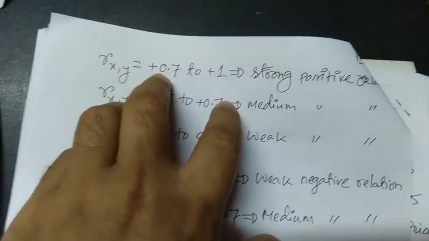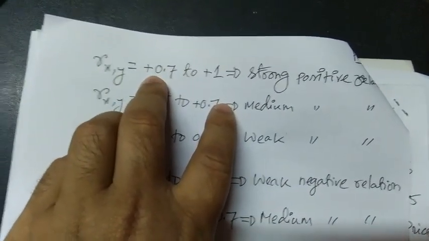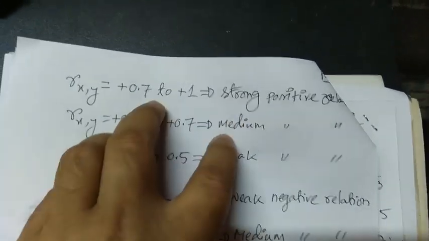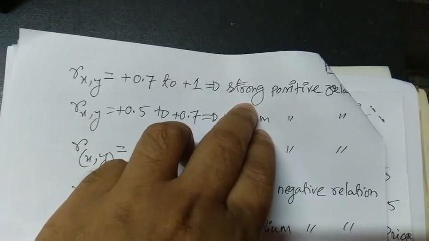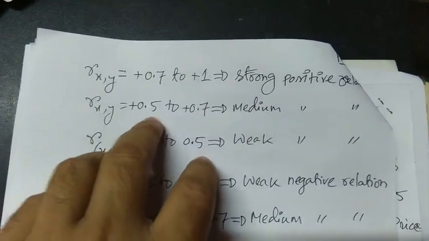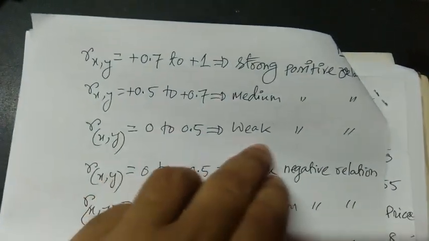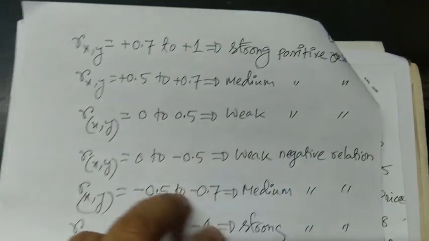That means from the plus sign we understand the direction of relationship, and from the value we understand strength: if it is 0.7 to 1 we will say it's strong. If it is 0.5 to 0.7 we will say medium. If it is 0 to 0.5 we will say weak positive relationship.